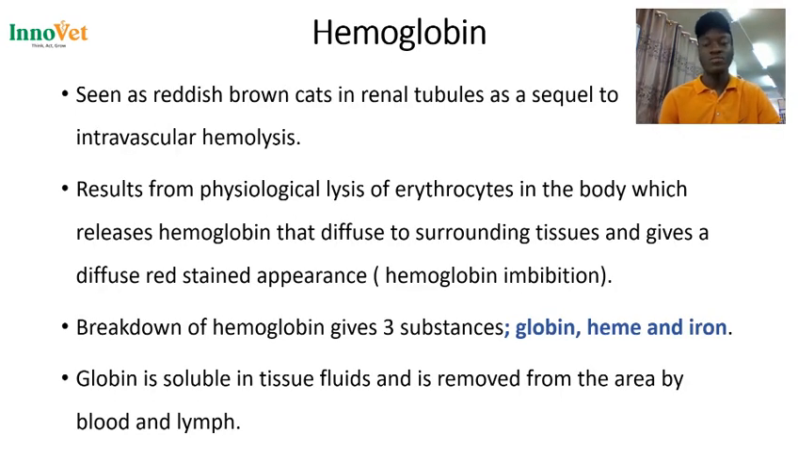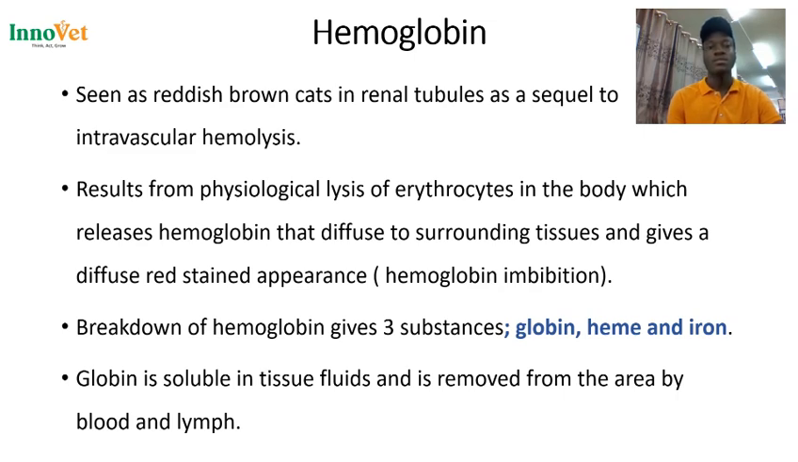So I will start with hemoglobin itself. When it is seen deposited in between cells, it is seen as reddish brown casts in the renal tubules as a sequel to intravascular hemolysis. When red blood cells are being broken down physiologically in the body, they will produce basically three components, and those are globin, heme, and iron.